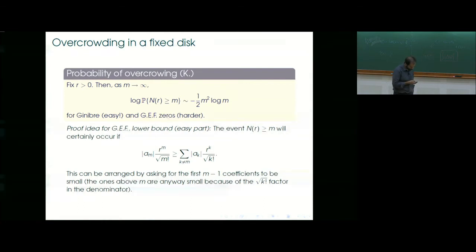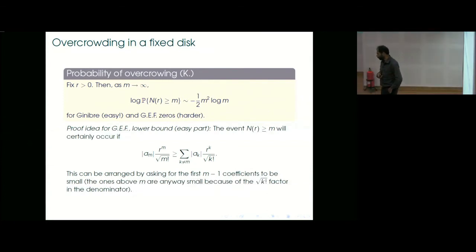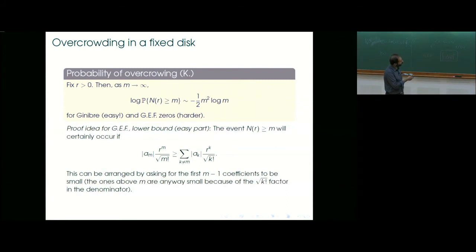For Ginibre, this is a trivial calculation, well, after one knows some facts, but for Gaussian entire functions, this is not so trivial to prove. At least I don't know any proof that's very trivial. So since I'm mostly going to be telling results, I want to give an idea of how one works with this Gaussian entire function at all, by just saying how you get, let's say, the lower bound for this kind of probability. I want to say that the probability to have m zeros is at least e to the minus half m squared log m.